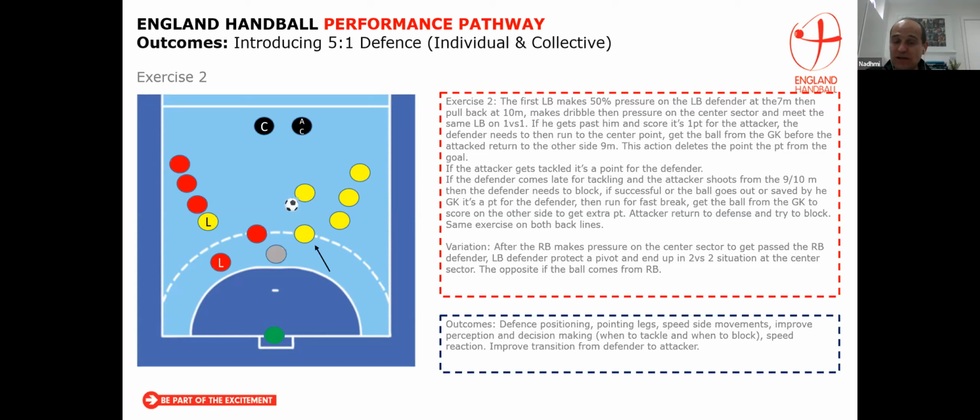So the variation, as we are working from the right side and the left side: when the left back makes pressure in 1 versus 1 with his defender, we're going to put another pivot, and that pivot will be protected by the other defender of the right side, and it will be a 2 versus 2. Is it clear, guys? Do you understand what I mean?